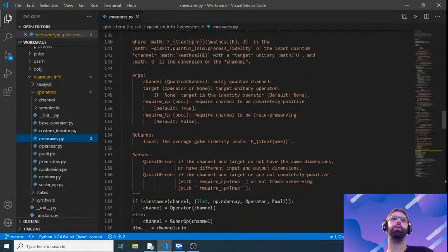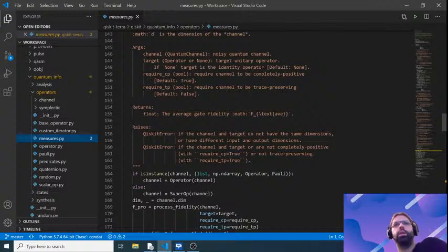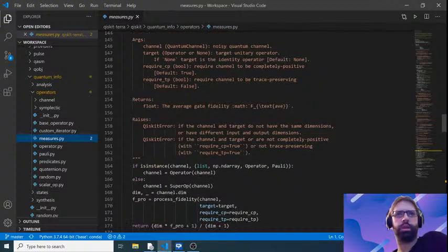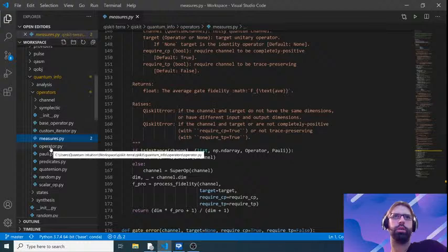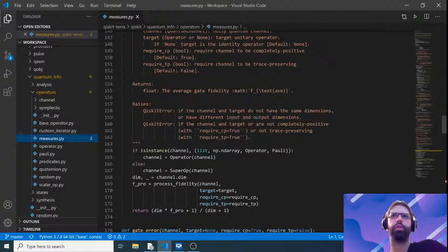But how does it know the average gate fidelity? Like, what is this? Operator, super operator. Okay. I came across the concept of a super operator before. If the channel and target do not have the same dimensions, or have different input and output dimensions, so this is one of the errors it gives back.